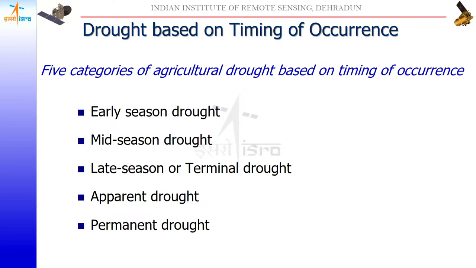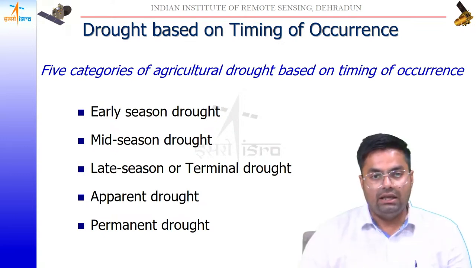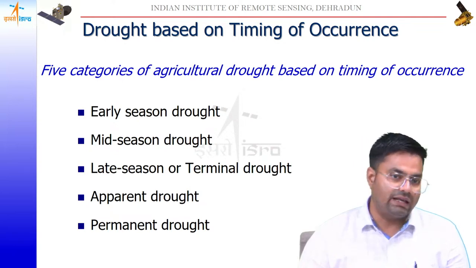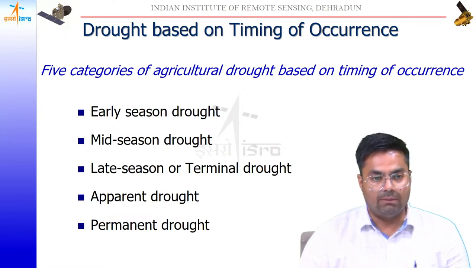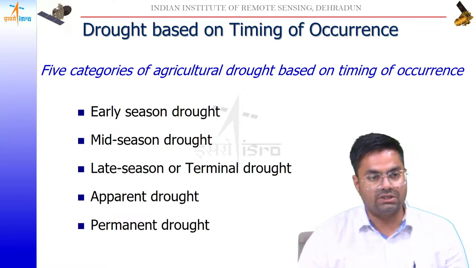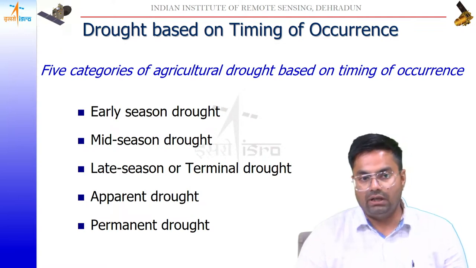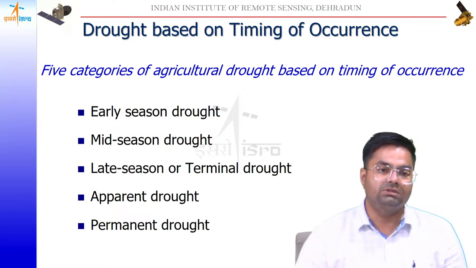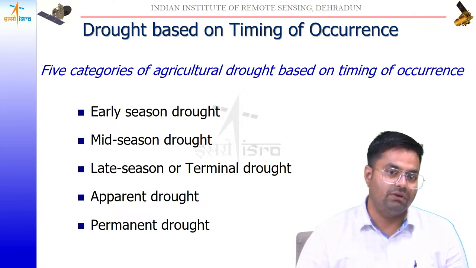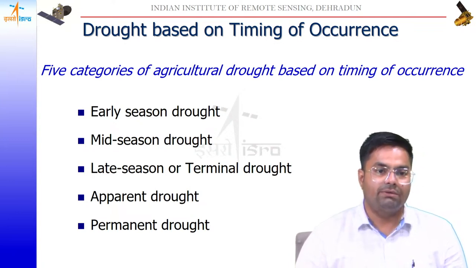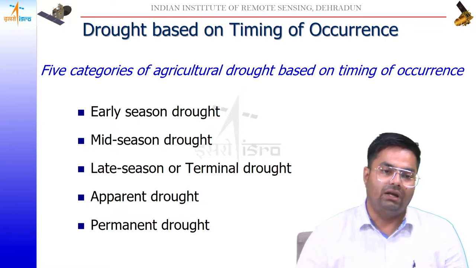Then apparent drought, which is defined as any area which is suitable for sugarcane cultivation or rice cultivation, but because of the unavailability of rainfall, farmers or the area-specific population forcefully have to cultivate another crop like maize or sorghum because of the unavailability of water or rainfall in the particular area. That is also a type of drought, which is known as apparent drought.